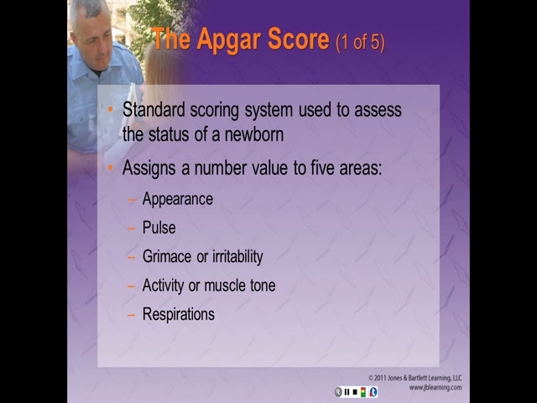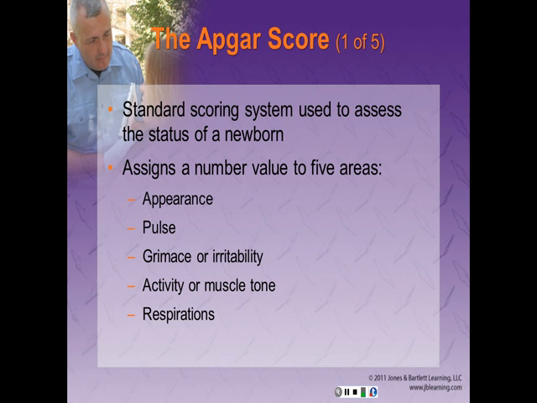The APGAR score. The APGAR score is the standard scoring system used to assess the status of a newborn. It assigns a number value of 0, 1, or 2 to 5 areas of activity. The first is appearance. The skin of a light-skinned newborn infant and the mucous membranes of a dark-skinned infant should turn pink. Blue skin all over or blue mucous membranes signal central cyanosis.